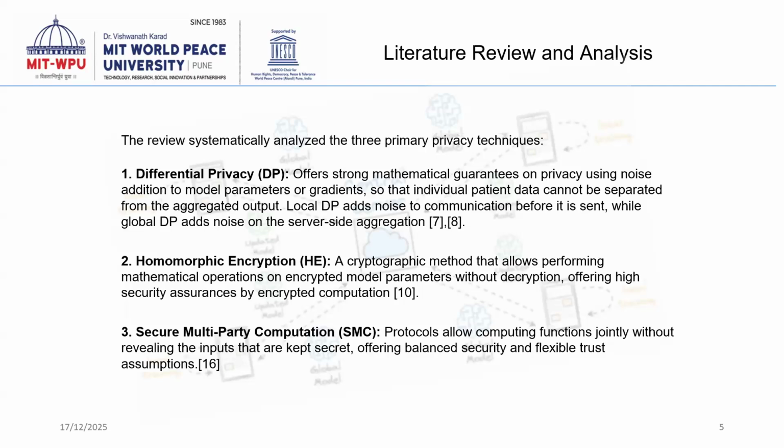The second one is homomorphic encryption, which is a cryptographic method that enables computations to be performed directly on encrypted model parameters, offering very high security at the cost of increased computational overhead. The third one is secure multi-party computation, which allows multiple participants to jointly compute a function without revealing their private inputs, providing flexible trust assumptions and balanced security. Each of these techniques offers different trade-offs between privacy strength, computational cost, and model utility.